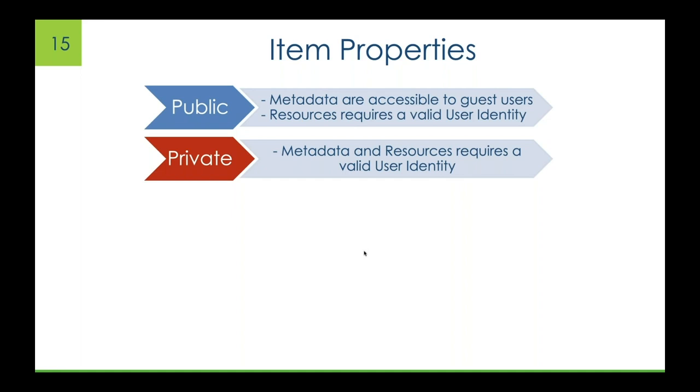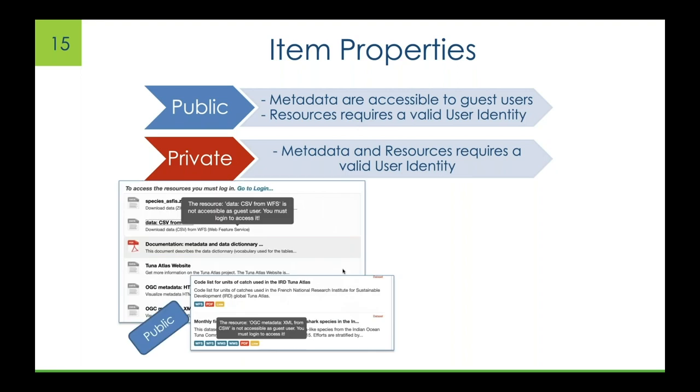Properties. So it's important to distinguish between public and private items. When you publish a public object item, you mean that metadata are accessible to guest users, so without a SoBigData login. And the resources, so the files, require a valid user identity. When you publish instead a private object, this is accessible only to the members of the SoBigData community.